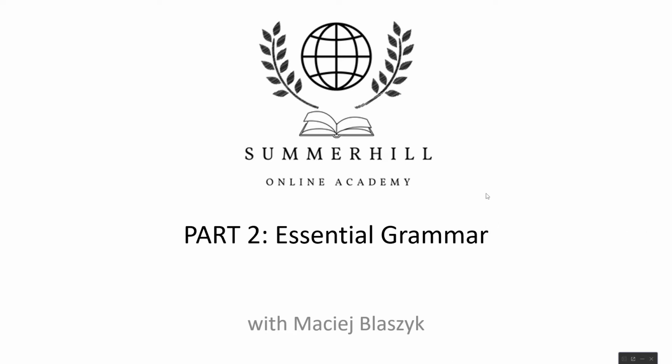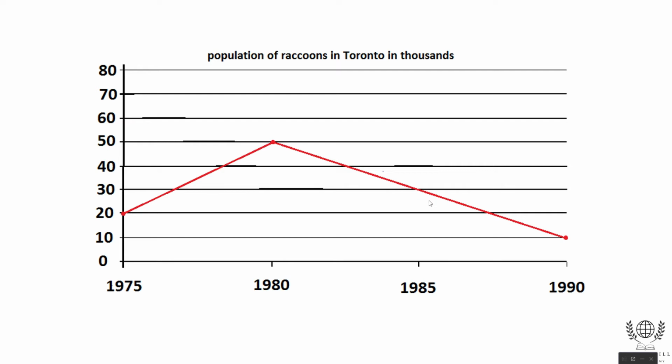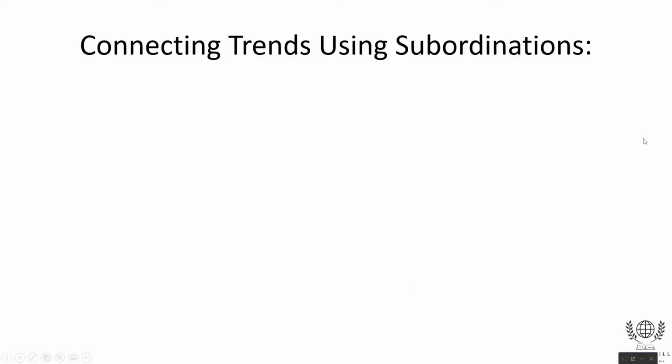So as we saw in part 1, when describing data from graphs and charts, it's important to try to combine the information or describe information in just one or two sentences. So it's all about the efficient production of the language, and a good way to combine the different trends that we can see presented is through using subordinations.